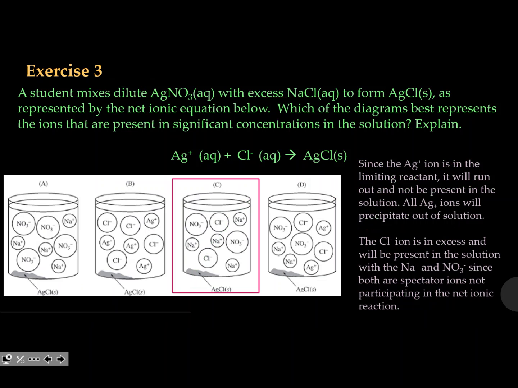All right, so Ag ions are limiting, they run out. Chloride ions are in excess. Sodium and nitrate are spectators, so they shouldn't be doing anything. So what they are to begin with should be what they are at the end and should still be present in the solution as ions.